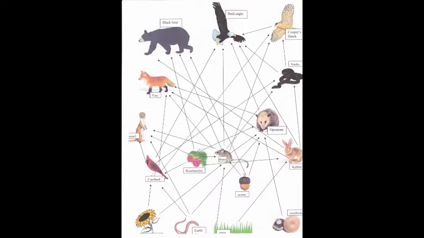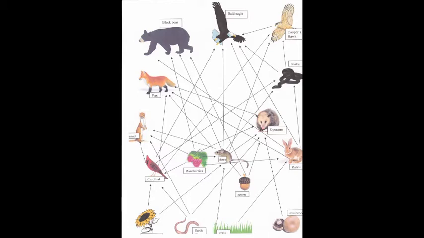This is our food web for a deciduous forest. It shows consumers, producers, detrivores, and decomposers. The producers are the sunflower, the grass, the acorn, and the raspberries. The consumers are the mouse, cardinal, black bear, fox, weasel, Cooper's hawk, opossum, rabbit, snake, and bald eagle. The decomposer is the mushroom, and the detrivore is the earthworm.